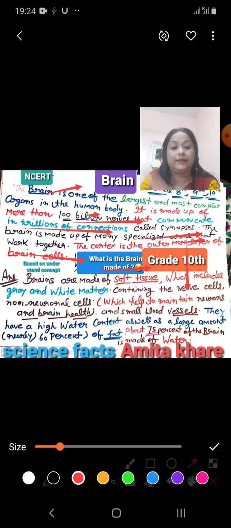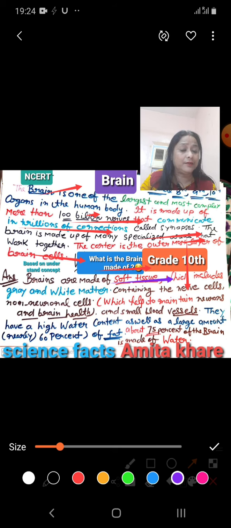You can easily see this. What is the brain made up of? The brain is made up of soft tissue. You can easily see this and give the answer. The brain is made up of soft tissue and includes gray and white matter, containing the nerve cells. So in an easy way, our brain is made up of soft tissue that includes gray and white matter containing the nerve cells.